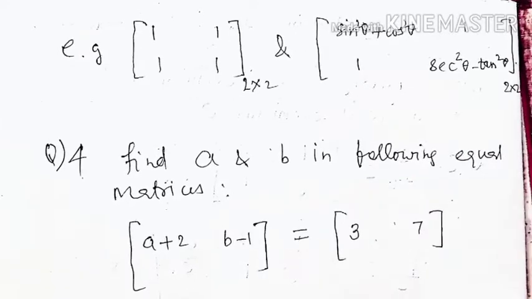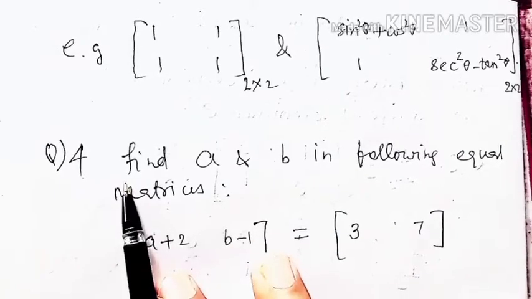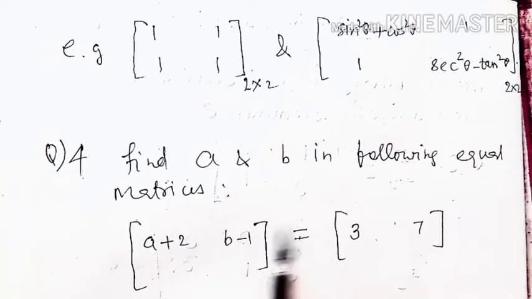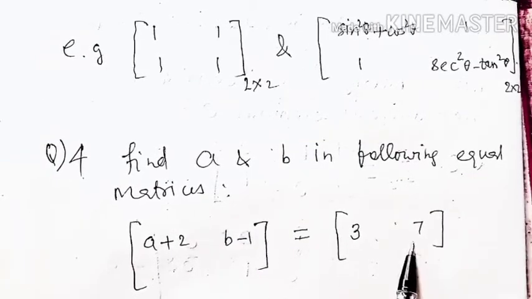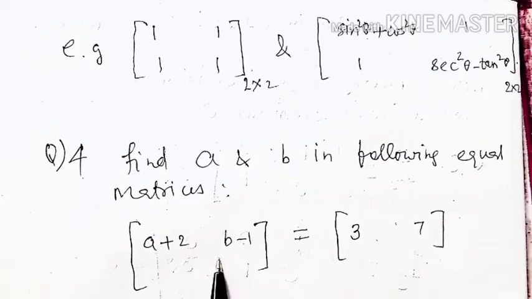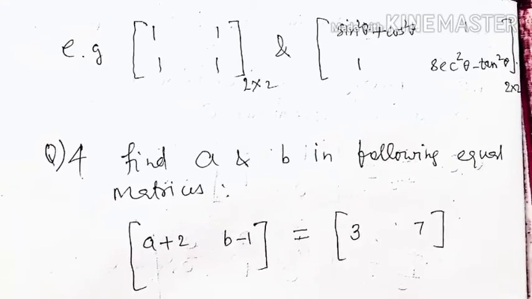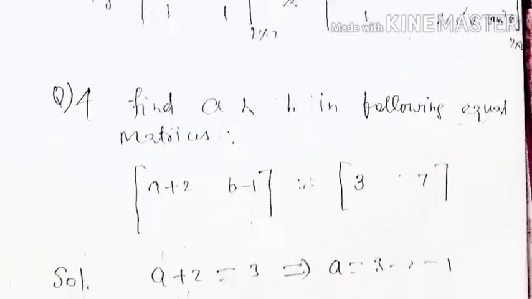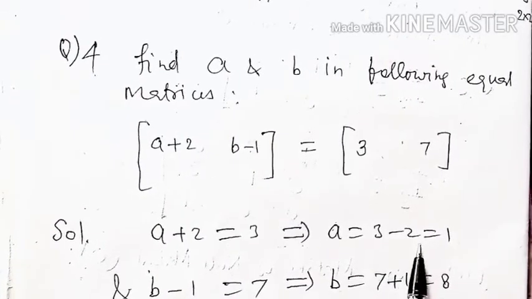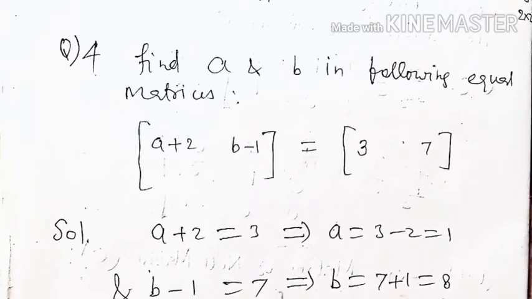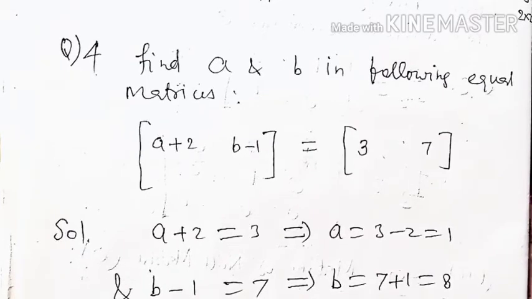Let us do this question. Find A and B in the following equal matrices. Here these are two equal matrices, and we know that two matrices are equal if and only if their corresponding elements are equal. So we can write A plus 2 is equal to 3. This gives us the value of A, which is 1. And B minus 1 is equal to 7. This gives us the value of B, which is 8.